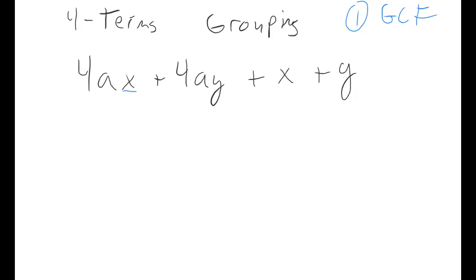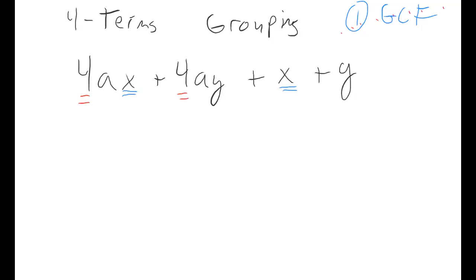There is an x here and here is an x, but it is not common throughout the entire problem. So therefore, it is not a greatest common factor. Each term would have to have an x for this thing to be called a greatest common factor. Just like this guy has a 4, and this guy has a 4, but the rest of the expression does not have a 4, so therefore the 4 is not a greatest common factor. So for this problem, there is no greatest common factor.